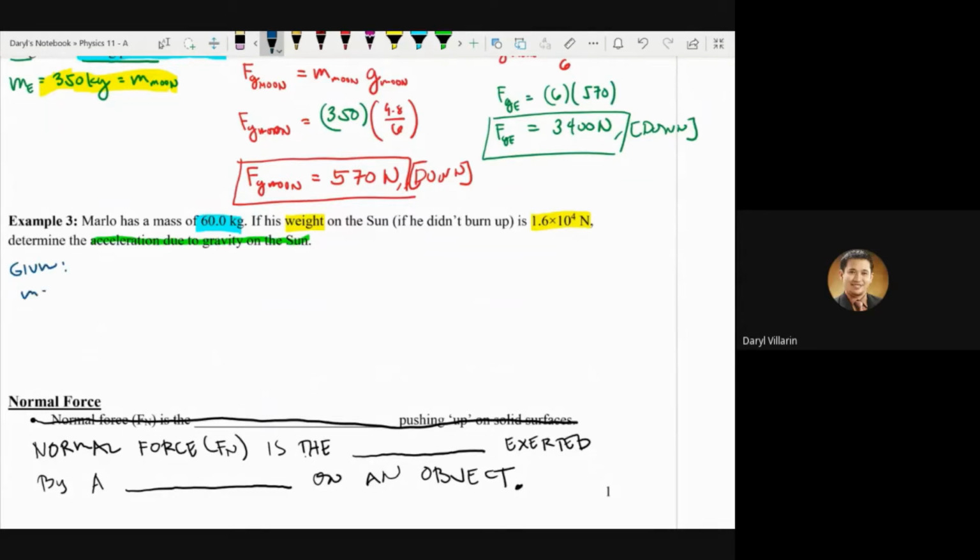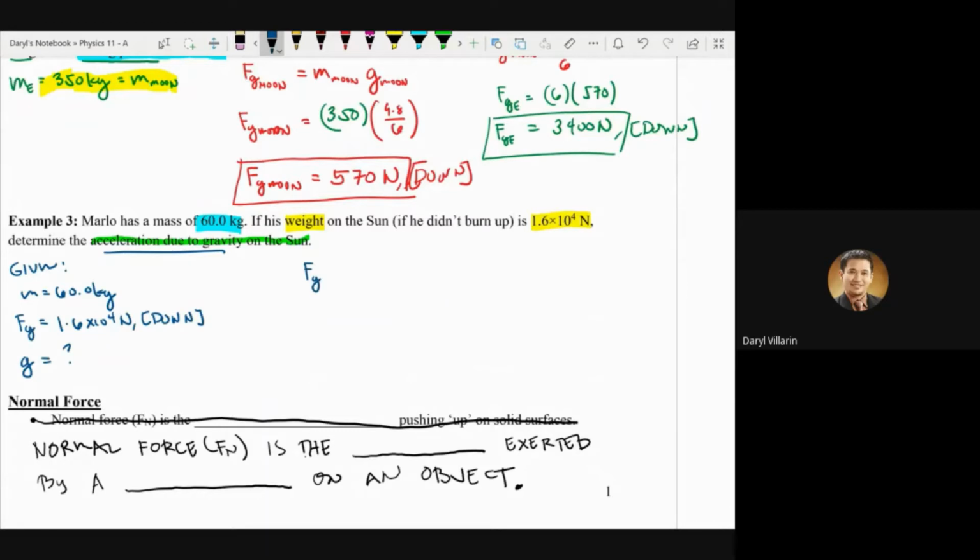So you're given the mass, 60.0 kilograms, and Fg of 1.6 times 10 to the power of 4 newtons. Again, the direction of weight is always down, or actually, specifically speaking, that should be towards the center of the sun, or towards the center of the earth. And we want to get g, the acceleration. So we're given the weight, and again, this is assuming the surface of the sun.